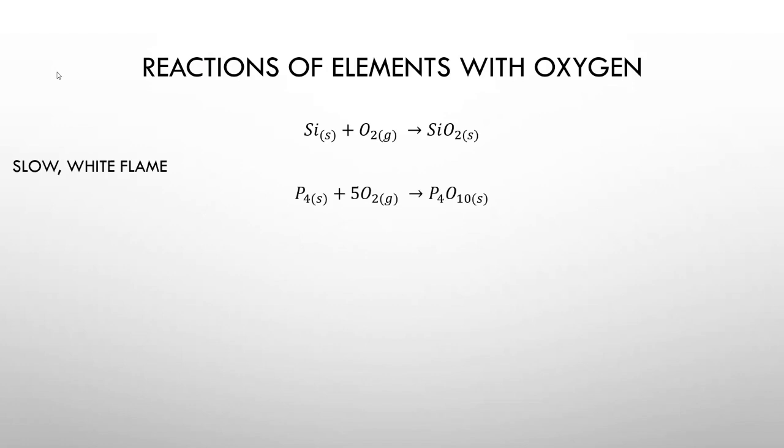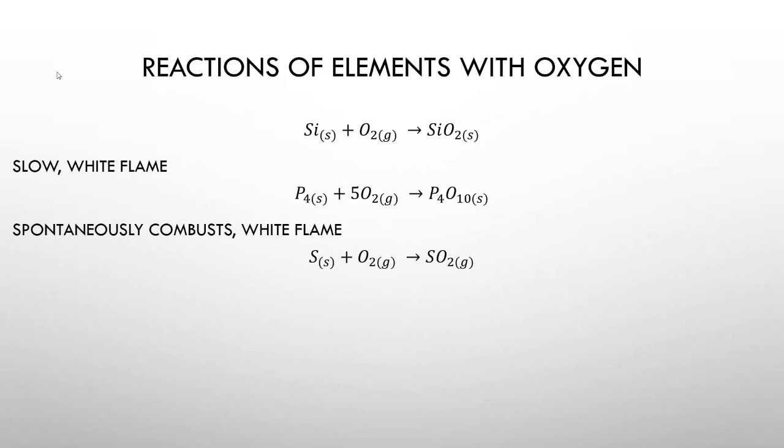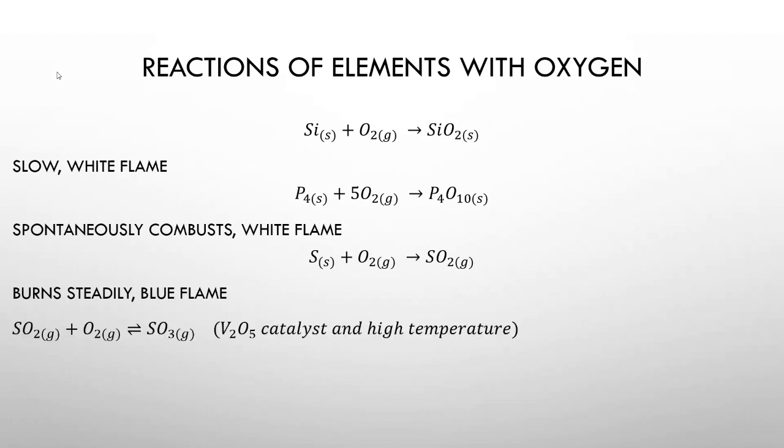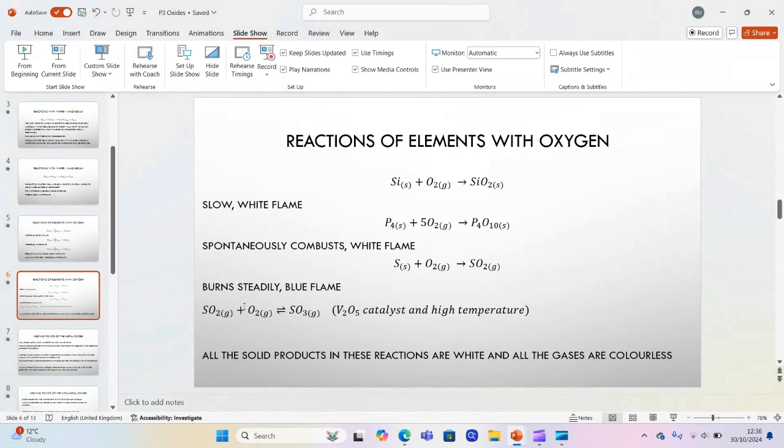Then we've got phosphorus. The phosphorus spontaneously combusts and there is also a white flame. And for sulfur, forming sulfur dioxide, it burns steadily and there's a blue flame. And there's also sulfur trioxide, formed from sulfur dioxide. It should be a half here.